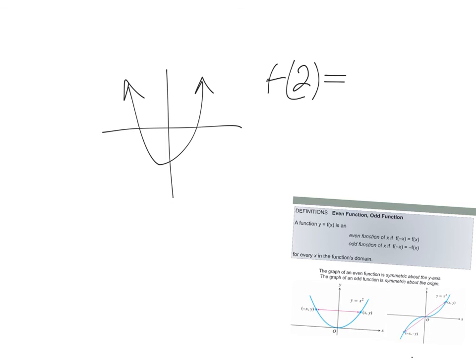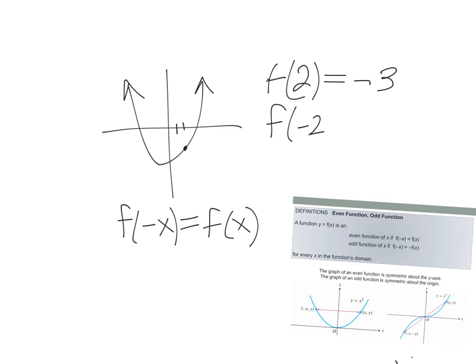Is 2 the x or the y? That's the x value; f of 2 is the y value. So I'm going to go over 2 and look to see what the value is. Let's just say it's negative 3. This definition says that f of negative x, if it's even, should equal f of x. So f of negative 2, if it's even, should equal negative 3.